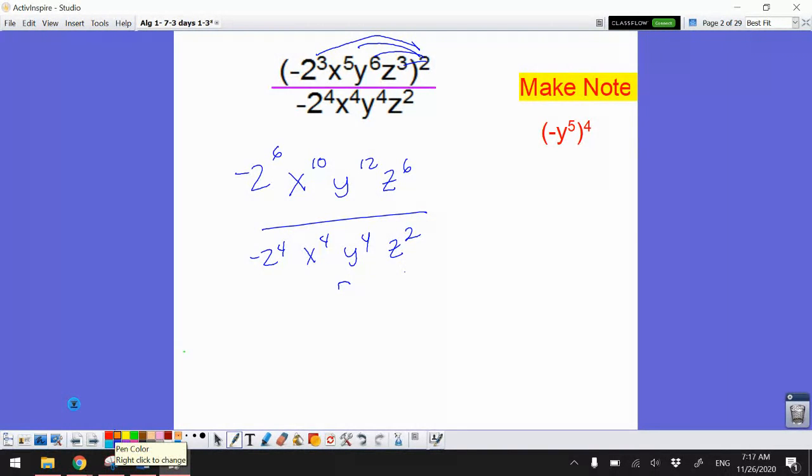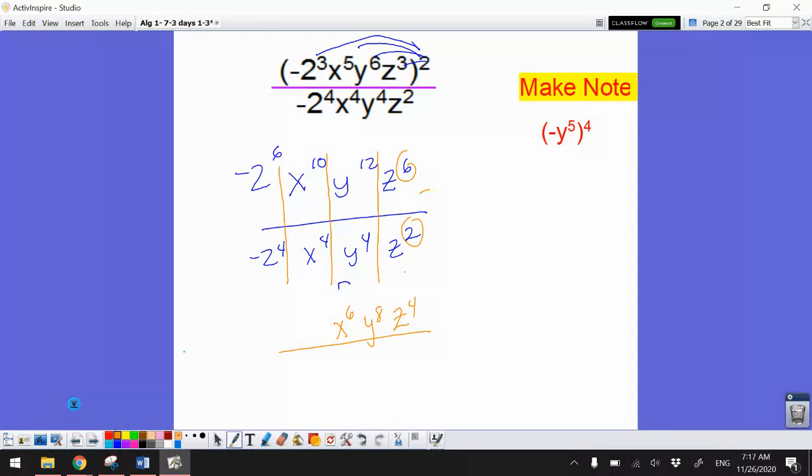Then we're going to look at these in terms of separate pieces. I'm going to draw some lines down here to help me out. If I remember correctly, when I'm dividing, I subtract my powers and it goes where the larger number is. Let's start with our z's. If there's 6 on top and 2 on the bottom, 6 minus 2 gives me 4, and there's bigger numbers on top, so there's a z to the 4. 12 minus 4 is 8, that number is on top. 10 minus 4 gives me 6.